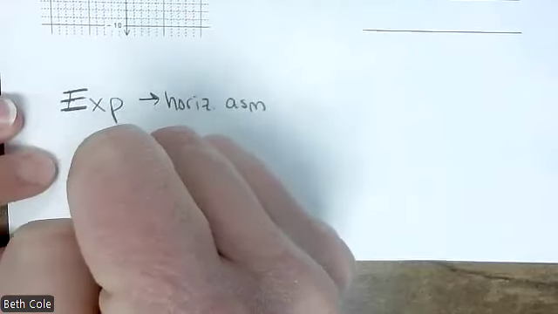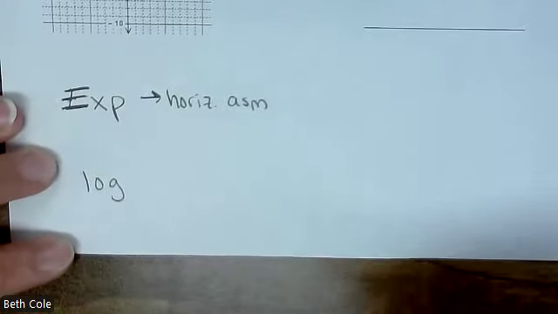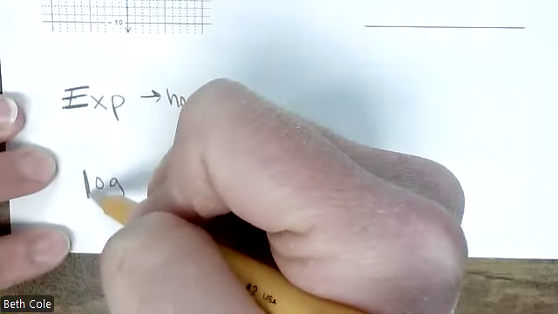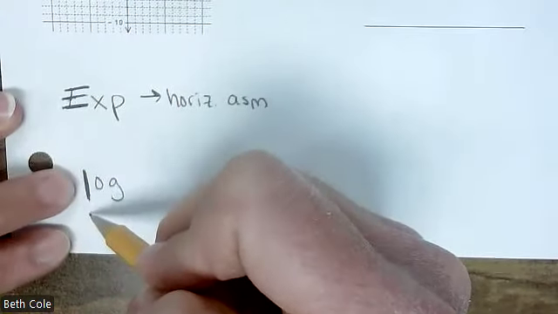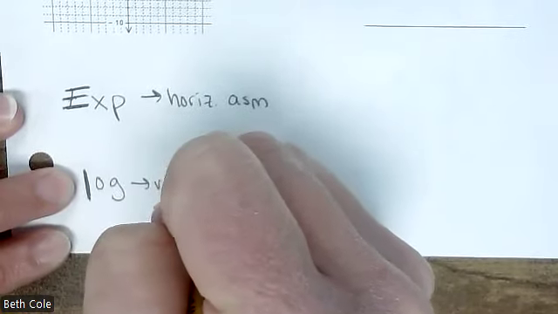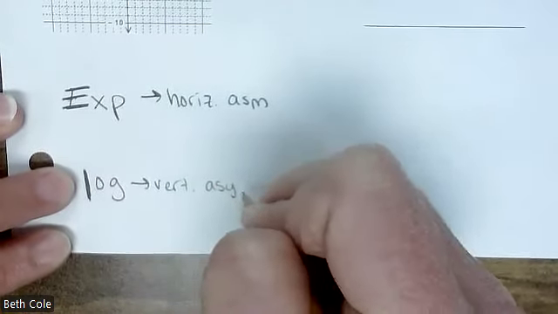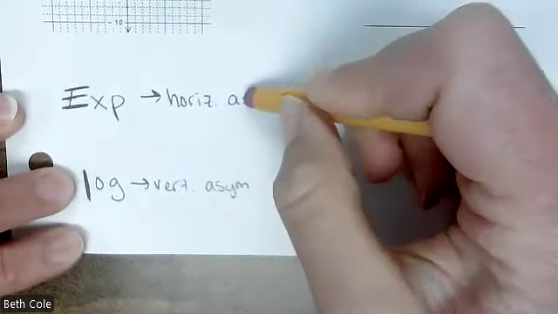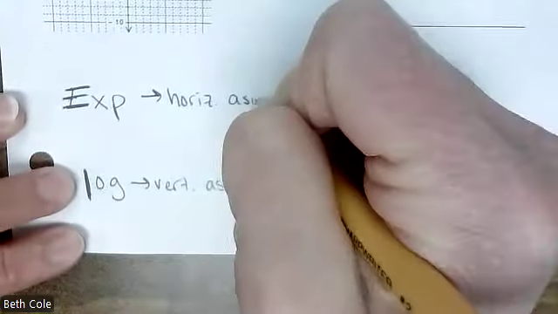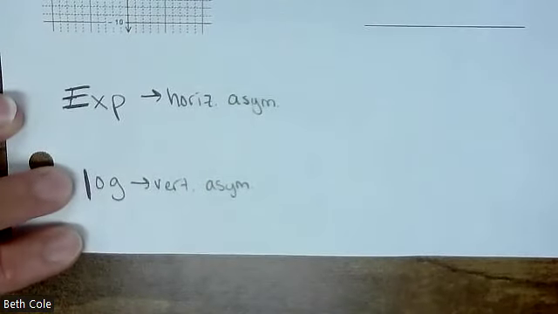Now write the word log. Do you see how the letter L in log is literally a vertical line? Logarithmic has the vertical asymptote. I guess I don't know, however you want to abbreviate this. Does that help at all?